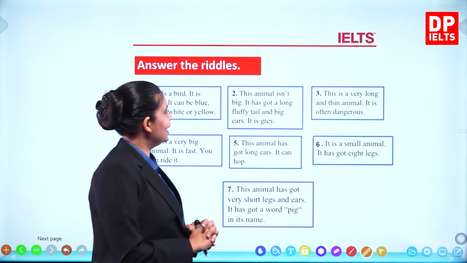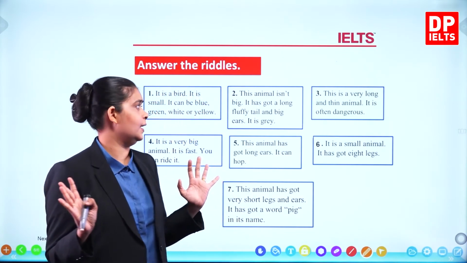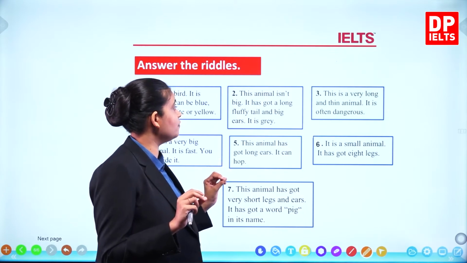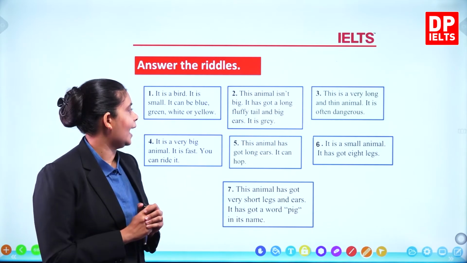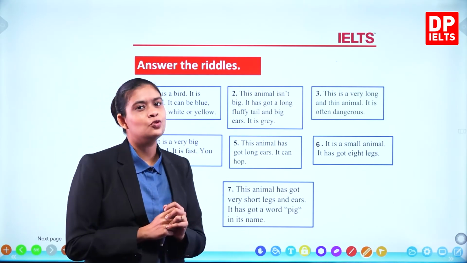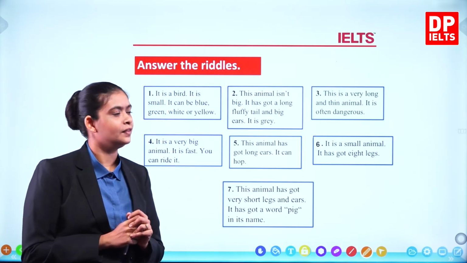Next one. This animal isn't big. It has a long fluffy tail. And big ears. It is grey, right? Who is that, right?